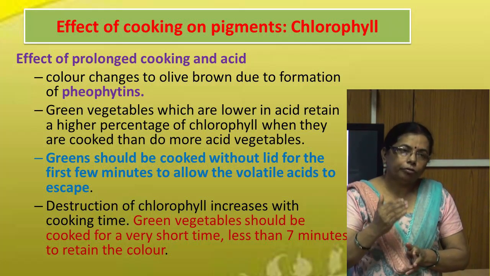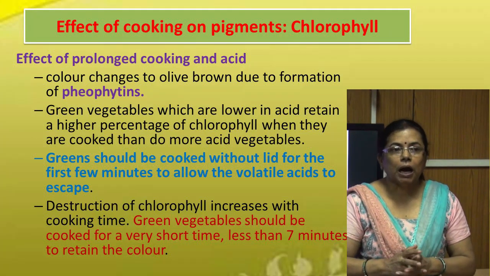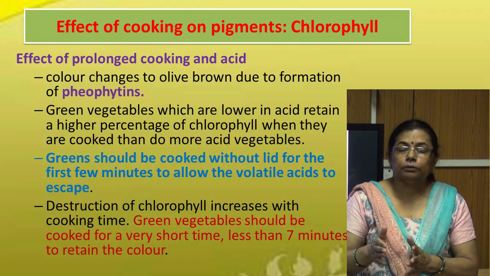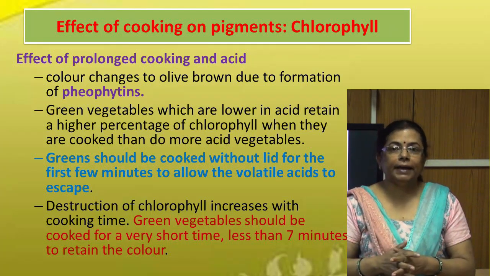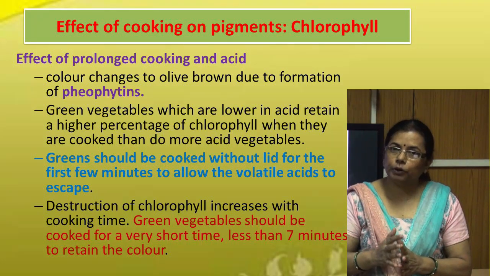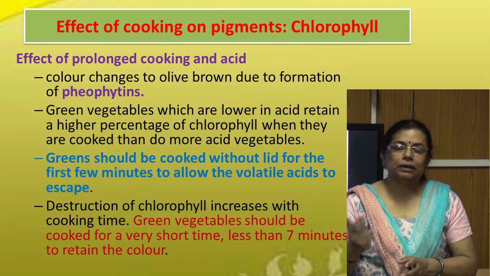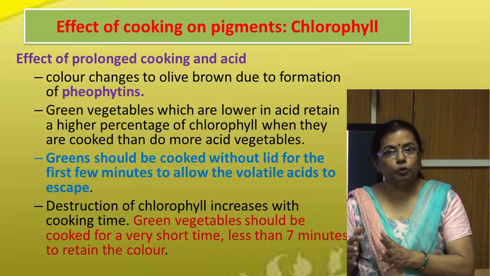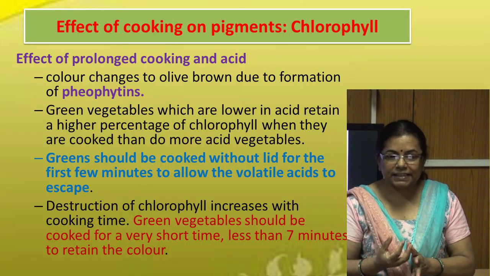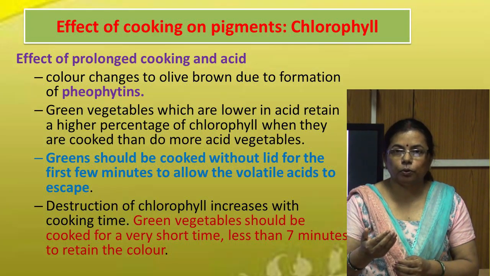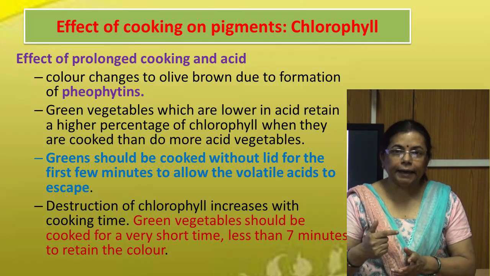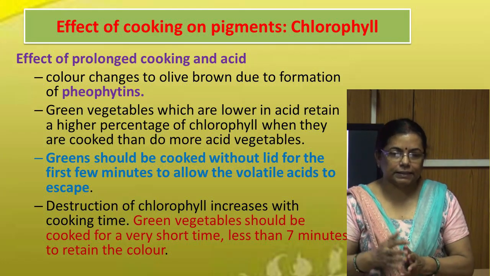When chlorophyll containing vegetables are exposed to a longer period of cooking, or when they are cooked in the presence of acid, the color changes to olive brown. It is due to the formation of pheophytin. The central magnesium is replaced by hydrogen forming pheophytin, and the vegetables which are low in acid content retain a higher percentage of chlorophyll while cooking as compared to those vegetables which contain a higher amount of acids.